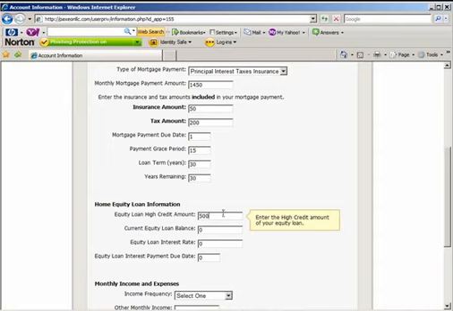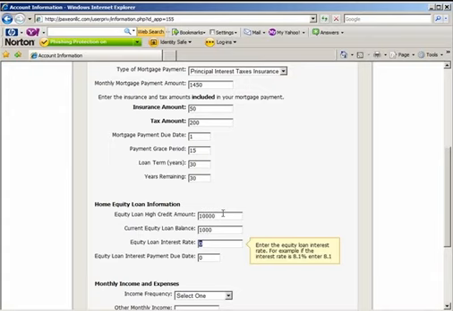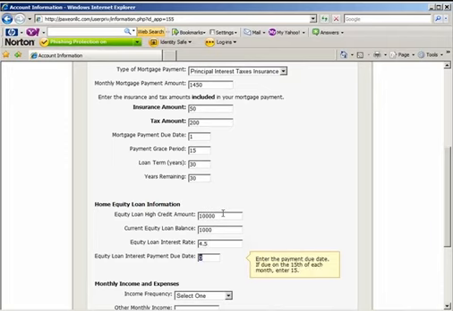Now if you were going to use a home equity line of credit or a personal line of credit, then we'd want to put in the credit high limit, and we'll say it's $10,000. And then we'd need to put in what the current balance on your equity loan account is, and we'll say that's $1,000. The interest rate on the equity line account would be 4.5%. And if they send you a bill for interest on the equity line account, what day of the month would that be due? We'll say on the 20th.